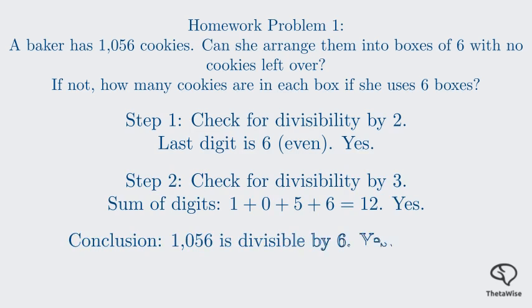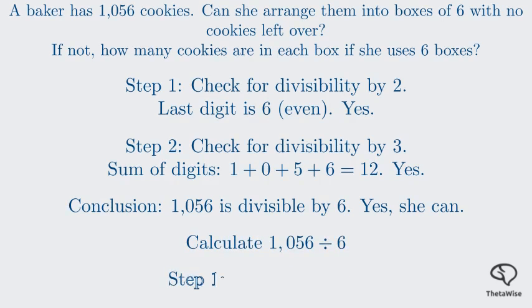This means the baker can arrange the cookies into boxes of 6 with no cookies left over. The first part of the question is answered. Now, how many cookies are in each box? We need to calculate 1056 divided by 6. We'll use our shortcut.